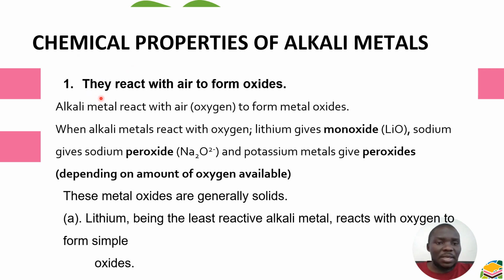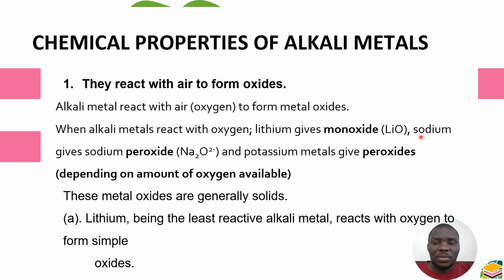So the first one is that they react with air, or can I say they react with oxygen to form oxides. So alkali metals react with oxygen to form metal oxides. For example, if we use lithium, lithium may react with the oxygen to form lithium oxide, which is a monoxide. Mono means you are going to have one oxygen atom in that particular compound that is going to be formed.